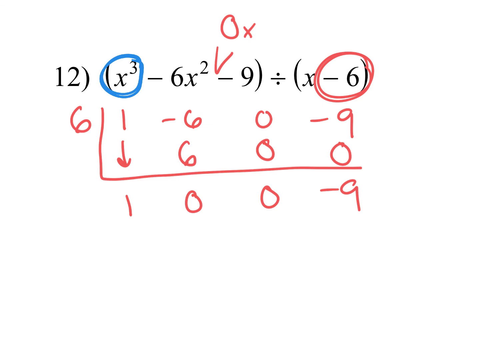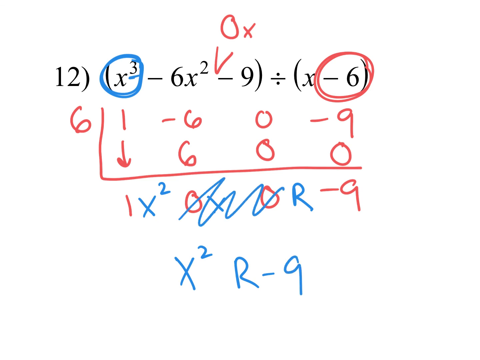So if it starts with x to the third power in the question, what is my answer? x squared, it's always one less. So x squared, then this would be x, and the last number is our remainder. But we don't write the zeros, and we don't write the 1 in front of the x. So it would just be x squared, remainder negative 9. So we just skip those.